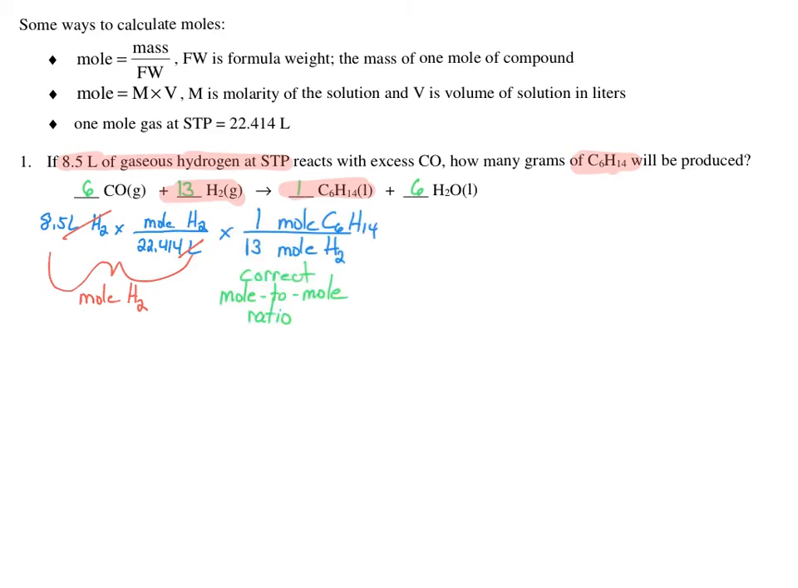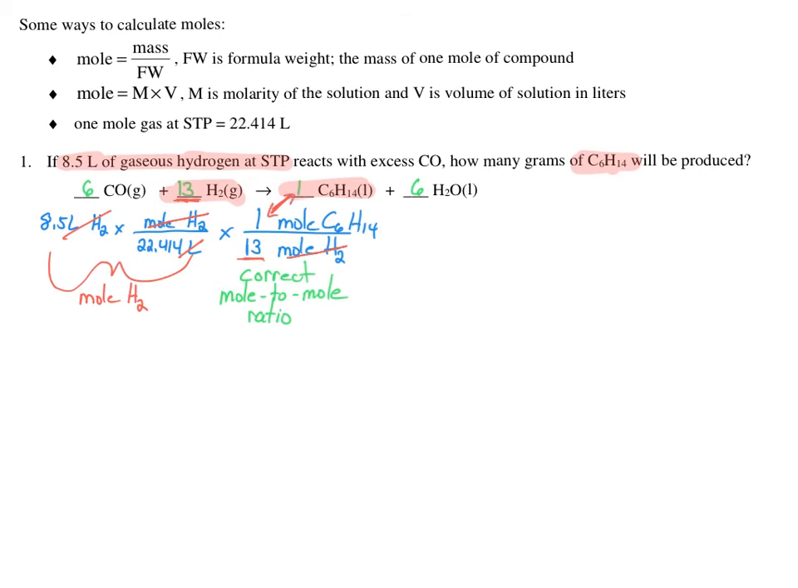Now right here is where a lot of people have been making mistakes, the mole-to-mole ratio. This is the correct mole-to-mole ratio, 1 to 13. We know that because we can see that moles of H2 cancel out, and the coefficient associated with H2 in our balanced chemical equation matches that in our mole-to-mole ratio. In the numerator, we have 1 mole of, not methane, hexane, and that corresponds to the right coefficient associated with hexane in our balanced chemical equation.